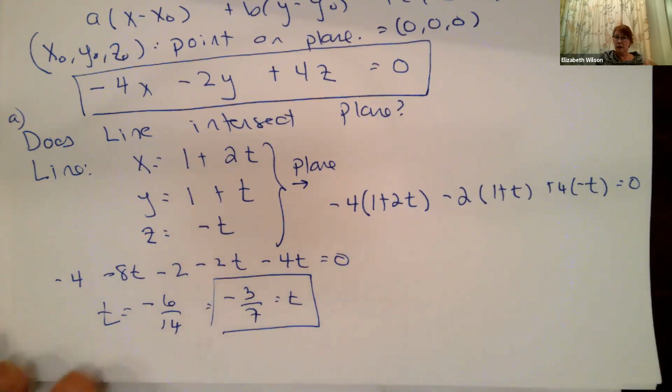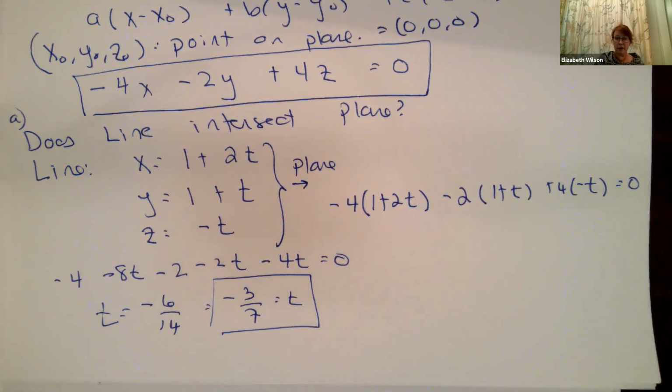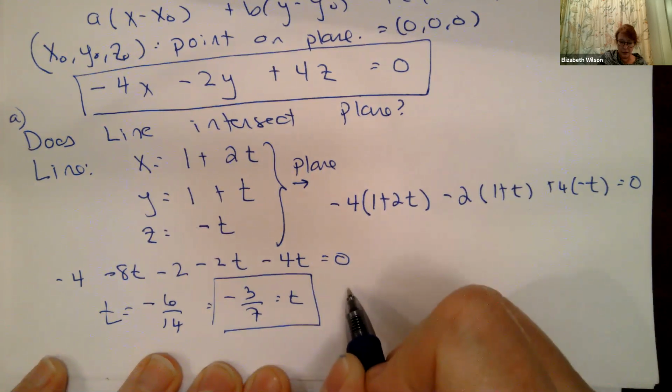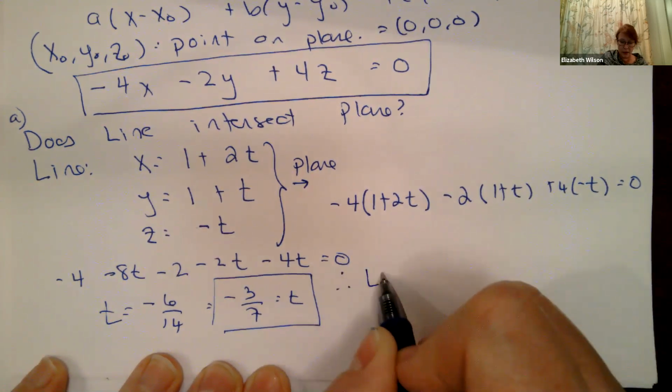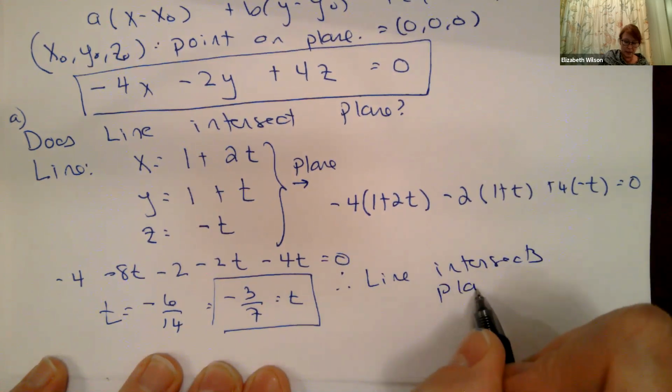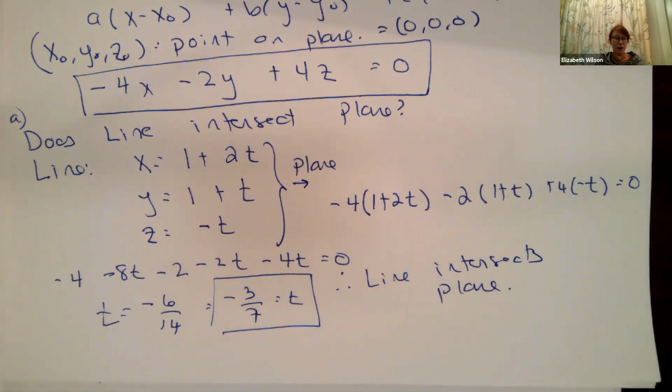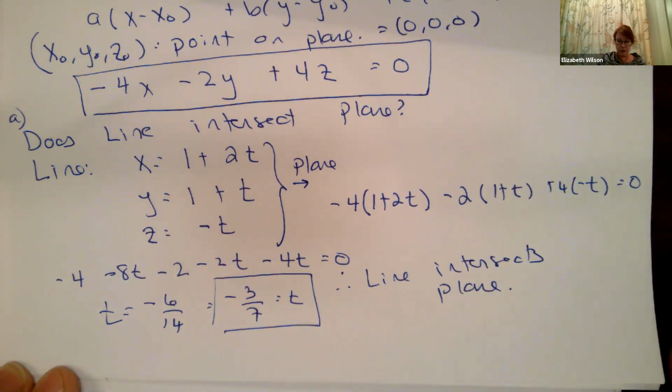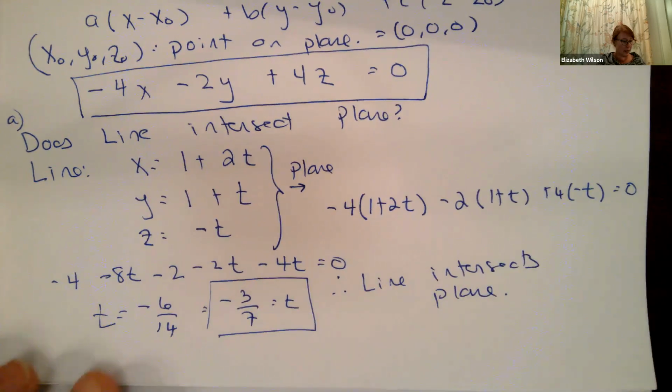The t's are not canceling out. If the t's do not cancel out, that means the line and the plane intersect in some way. So this is a valid value. Therefore, the line intersects the plane. We want to find out where, probably. What's the point of intersection? You guys, I'll give you a minute to finish writing that, and I'm going to flip the page.